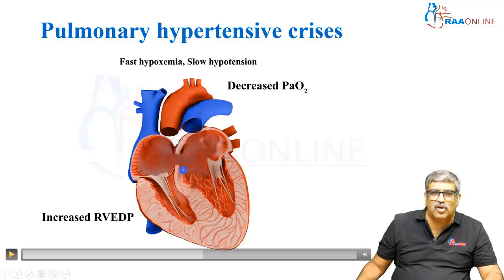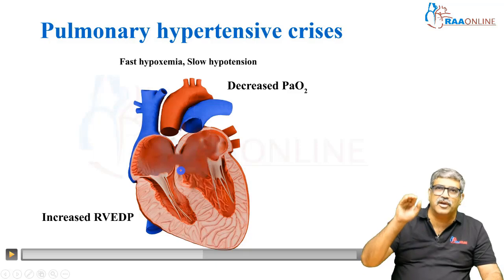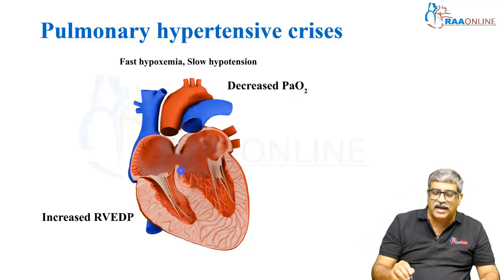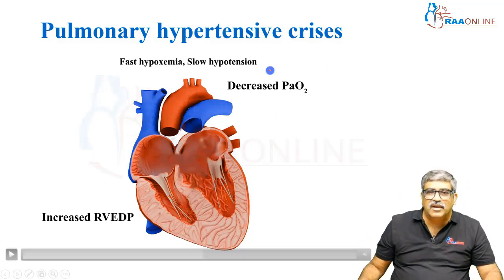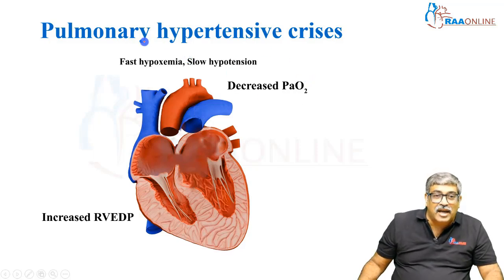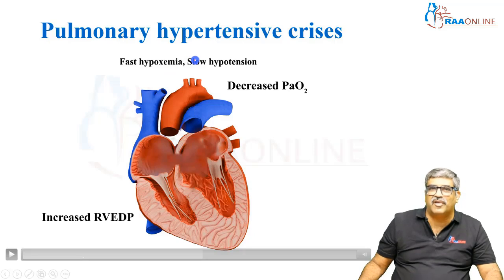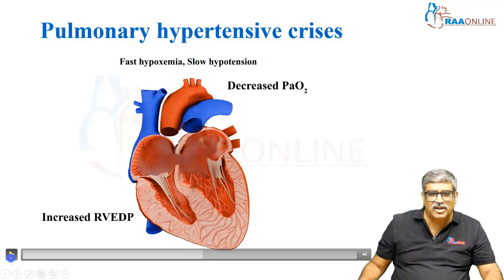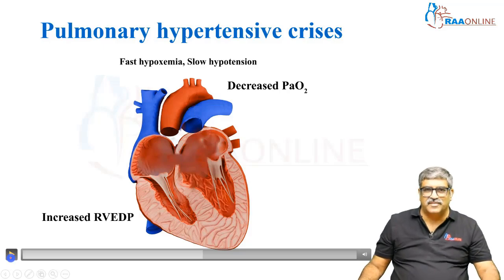Your coupling is not maintained. The forward flow from the right ventricle to the pulmonary artery is not there. As a result, you have decreased arterial oxygen tension. Here the hypoxemia is going to be fast, but the hypotension can be at a slightly lower state.